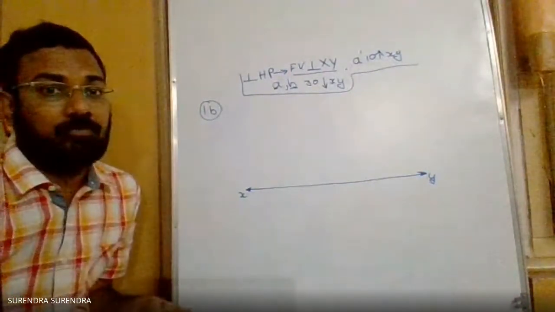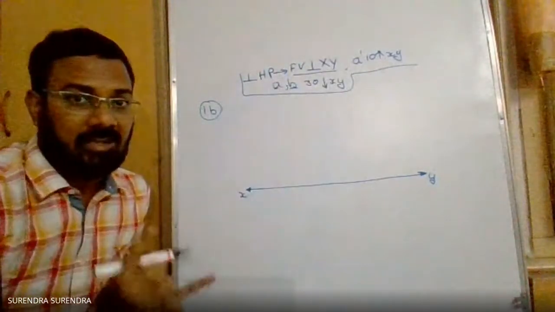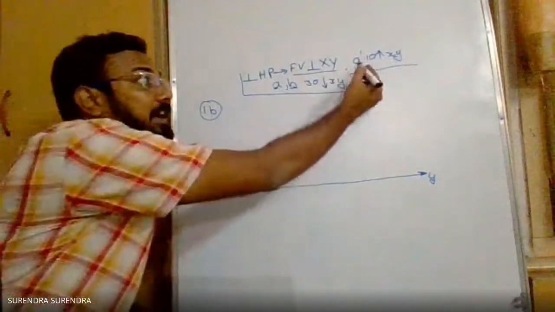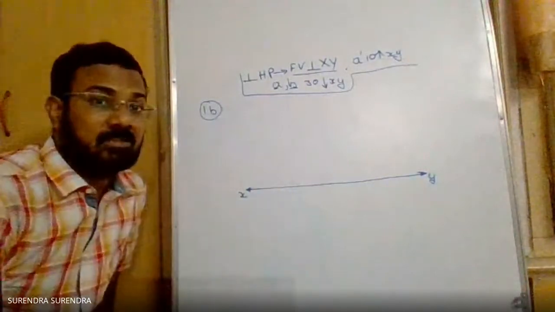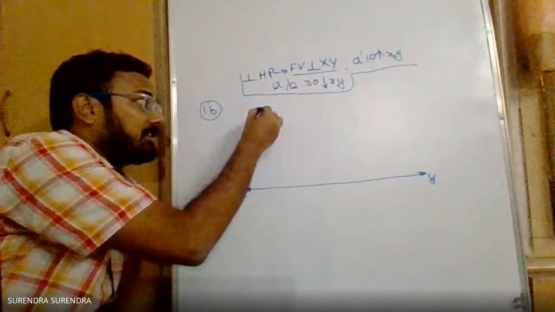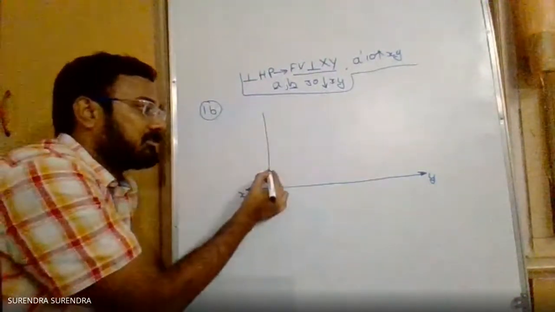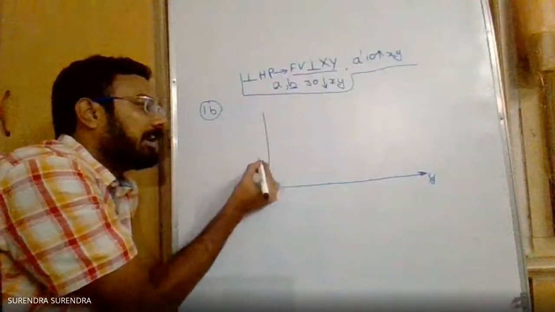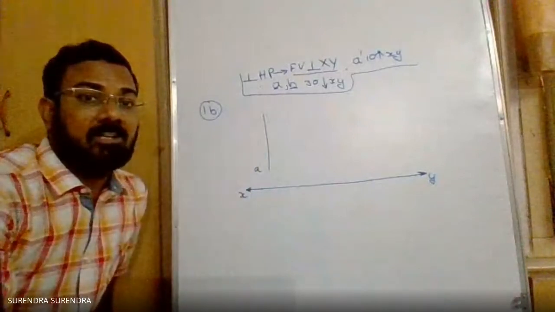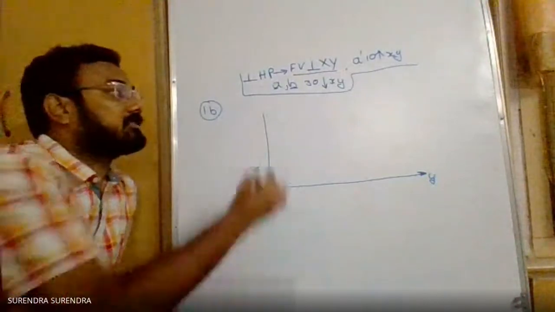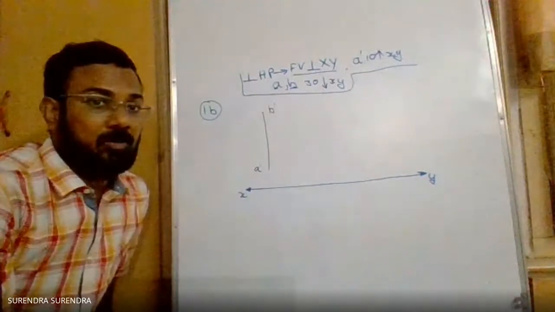Now, how is the line in the front view? In the front view, the line AB is perpendicular to XY, with A dash 10 mm above XY. So draw a perpendicular line from this 10 mm point. This is point A dash. Given one point is 10 mm above XY, from here the line is perpendicular to the XY line. The other end point is B dash.